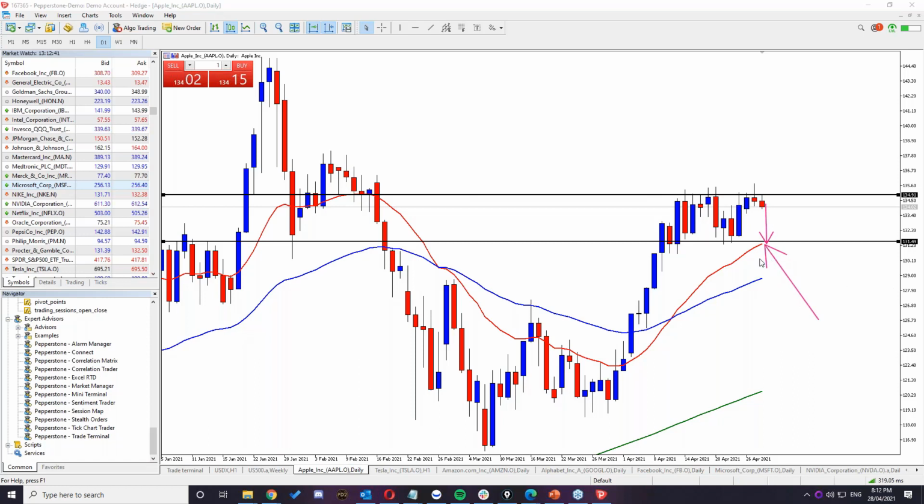Around this 130, 150. Why? The 20 exponential moving average here on the daily, plus previous support. Now, if we break through this resistance, Tyrone, do we expect it to go a similar distance?